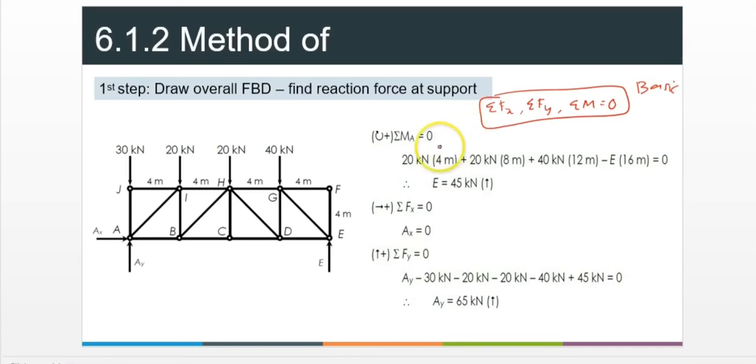Okay, and then we need to find the moment first. Okay, moment from the A. Okay, sebab apa kita letak dekat A? Sebab A tu ada 2 unknown dia. So bila kita letakkan moment dekat A, so A tu akan jadi 0 lah. So senang kita nak cari the value of E. Okay, boleh ya?